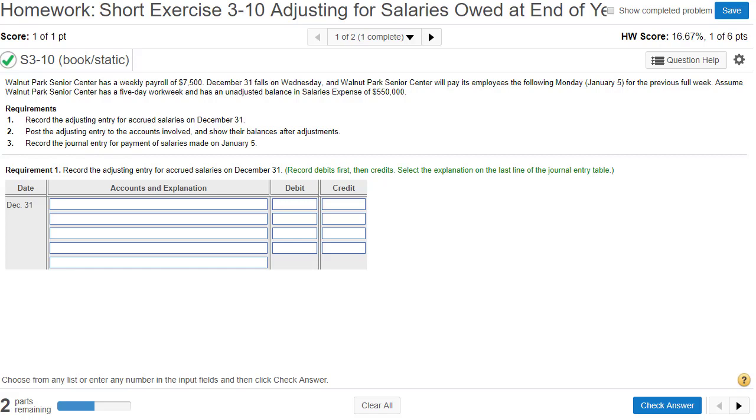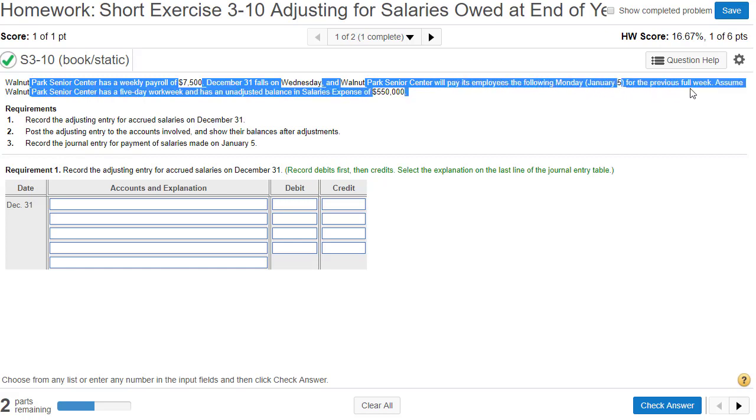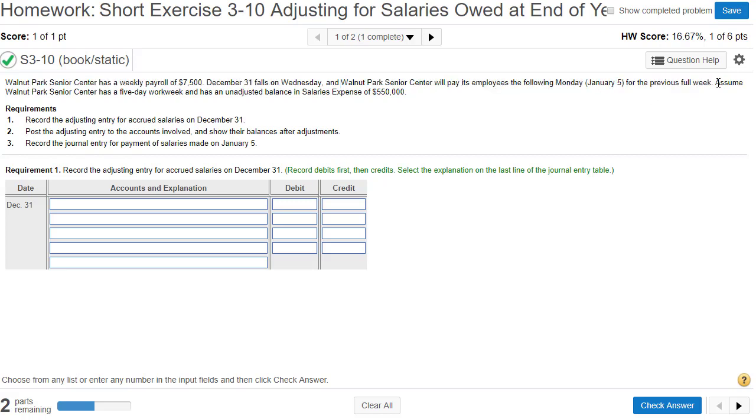Short exercise 3-10. We're going to adjust for salaries owed at the end of the year. Walnut Park Senior Center has a weekly payroll of $7,500. December 31st falls on Wednesday, and the company will pay its employees on the following Monday for the previous full week.